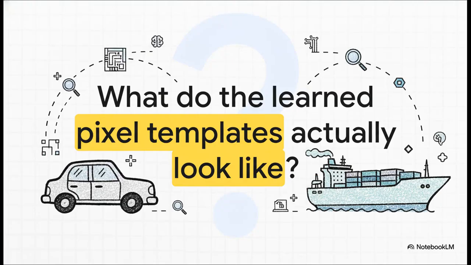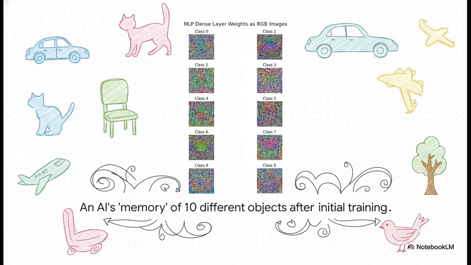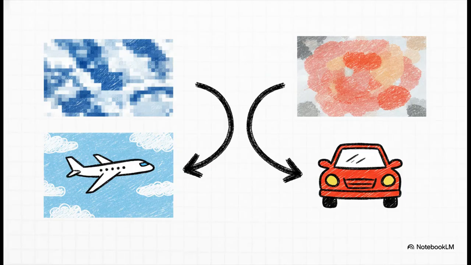So, the moment of truth. After sifting through 50,000 images, what is the AI's final, averaged-out mental picture of a frog, or an airplane, or a horse? Let's take a look. And here they are. How cool is that? Each one of these blurry squares is the AI's learned template for one of the 10 categories. You are literally looking at the AI's memory of what these objects look like based entirely on the data we gave it.